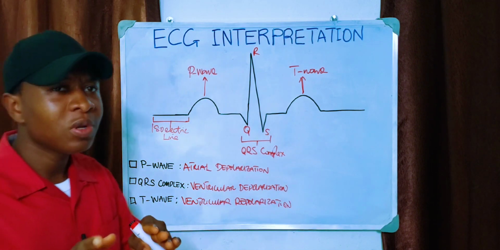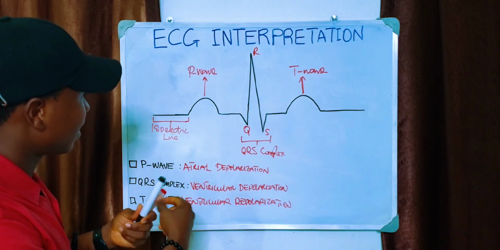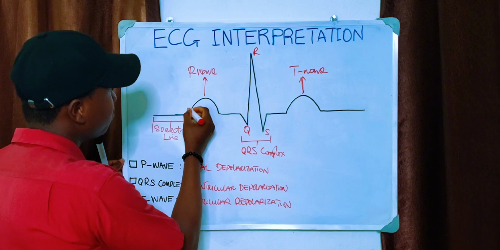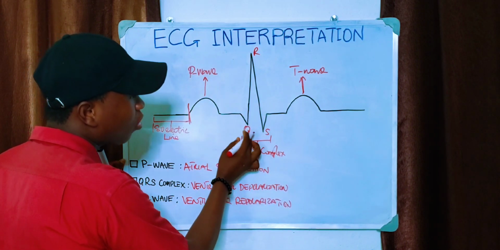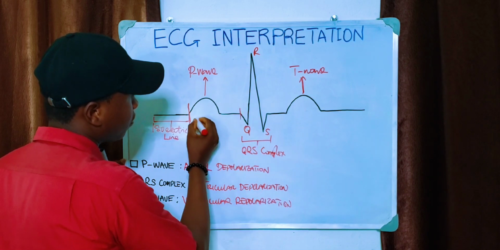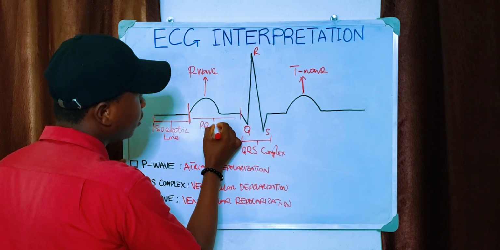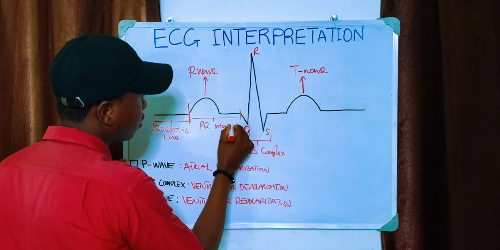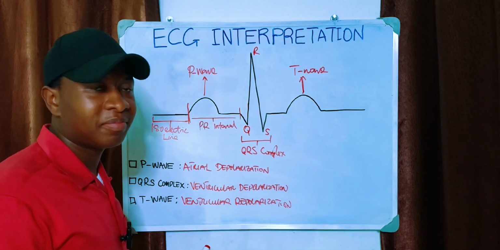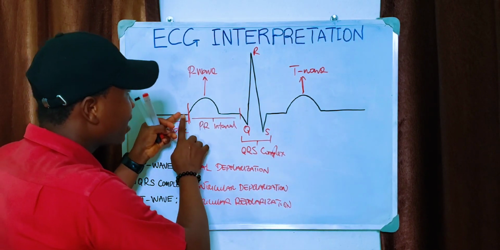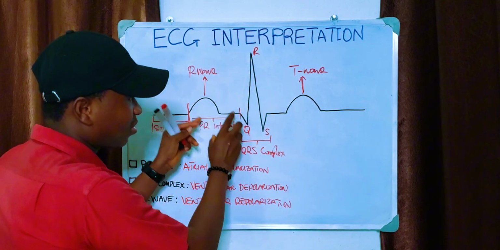Now, we're going to look at important intervals. There is this interval from the beginning of the P wave, this point, to the beginning of the Q wave. This interval is known as the PR interval. And this simply stands for the time it takes the atrium to contract.